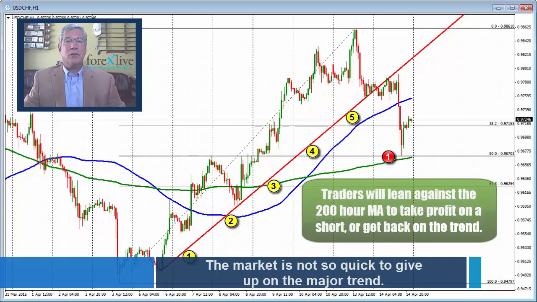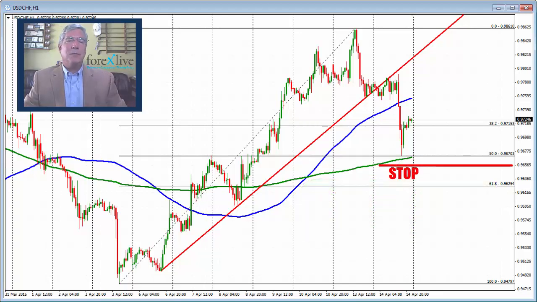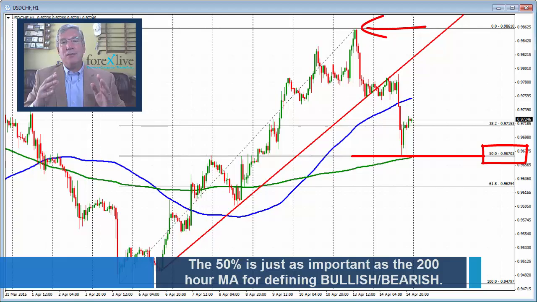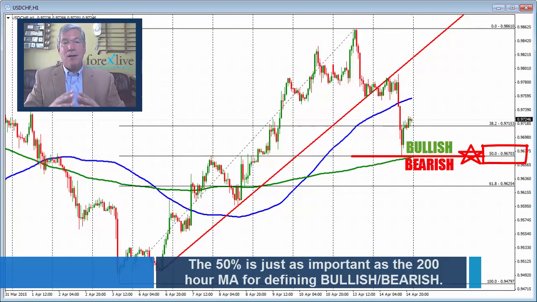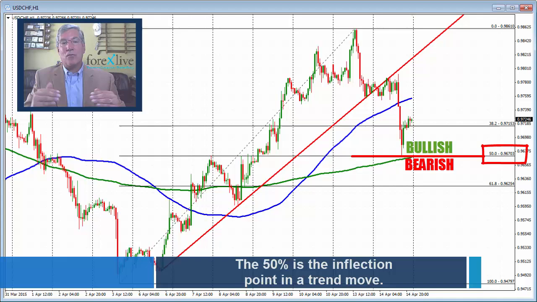And as a result, traders will tend to lean against the 200-hour moving average to take profit and or get back on the trend at a lower level. Where is the stop? In our example, just below the moving average, maybe 10 pips or so of risk. Now, when you add the 50% retracement in the mix, it adds yet another reason, another dimension to stall the correction. The 50% is just as important as a 200-hour moving average in determining bullish and bearish. I look at the 50% retracement as the inflection point between bullish and bearish in a trend move.